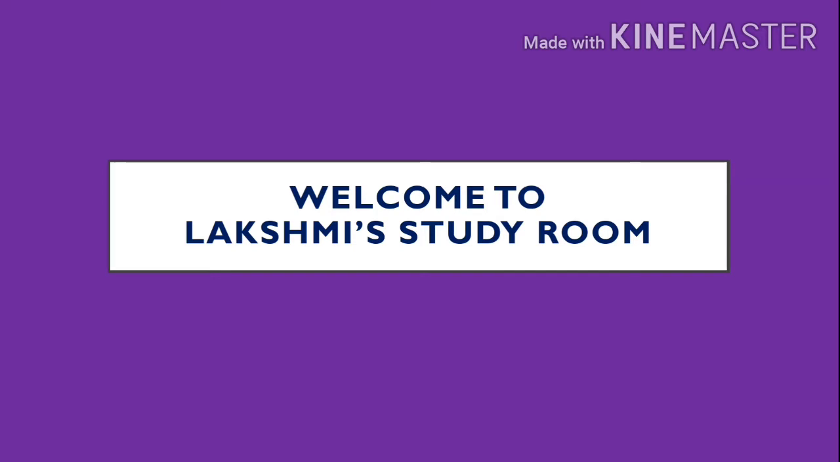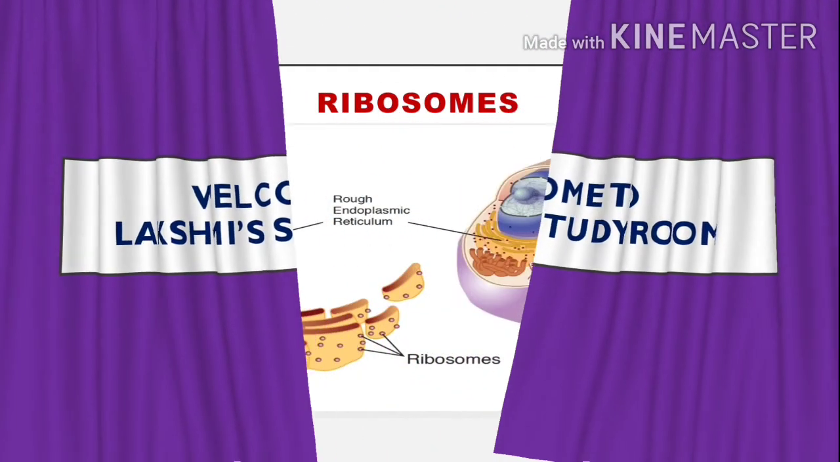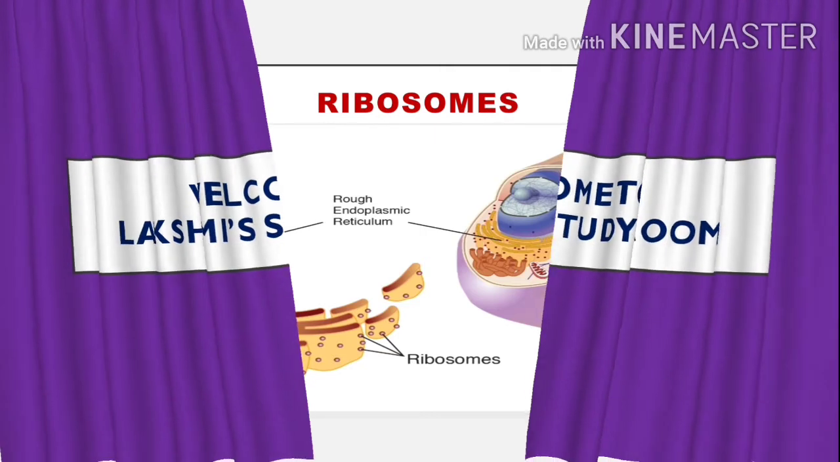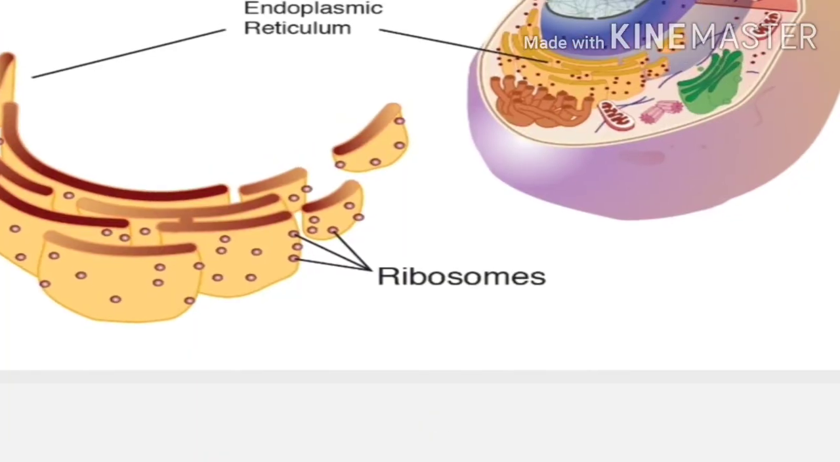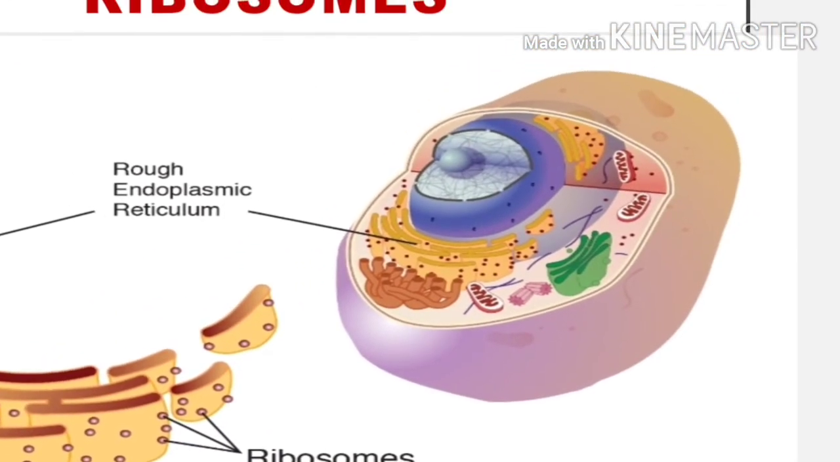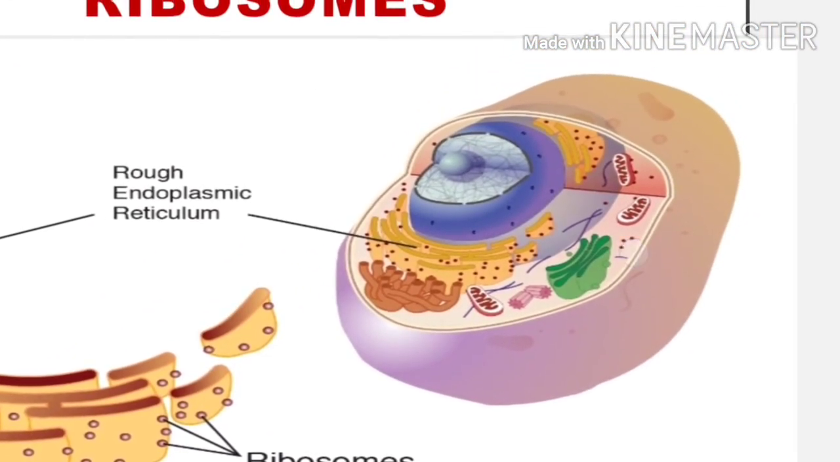In this video, we are going to learn about the structure and functions of the cell organelles like ribosomes and endoplasmic reticulum. If you see the structure of the cytoplasm of the cell, there are some small granule-like structures. These granule-like structures are called ribosomes.